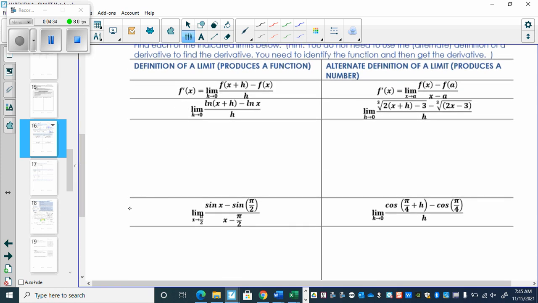So you will do these on your own. Definitely make sure you take a picture of what you do on your own, and I will do the top part. All right.